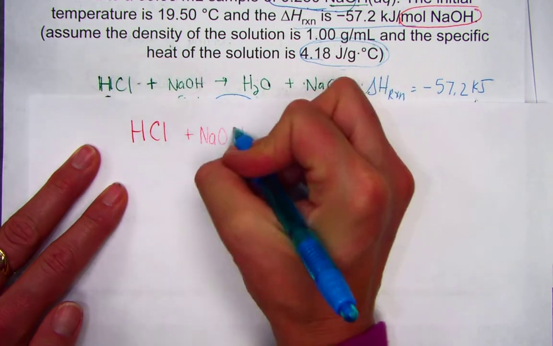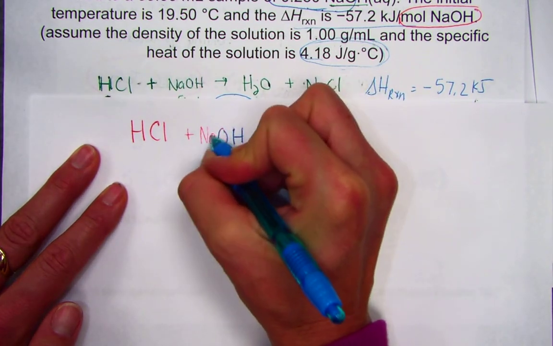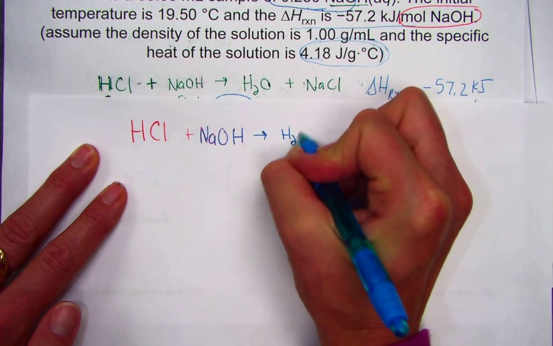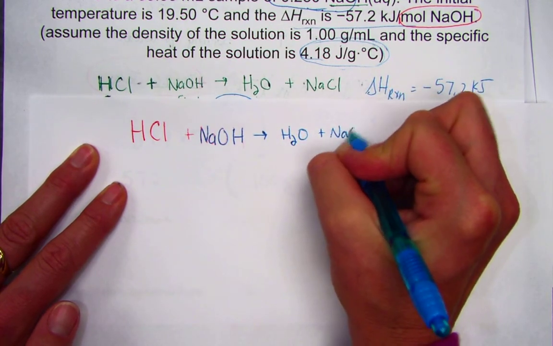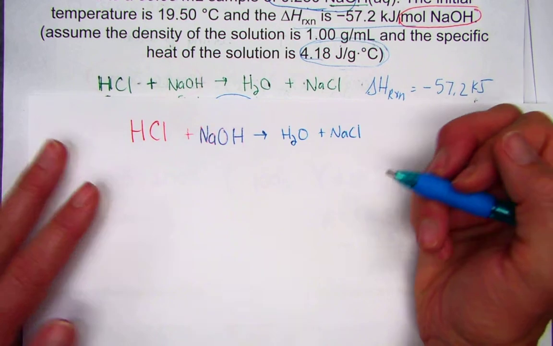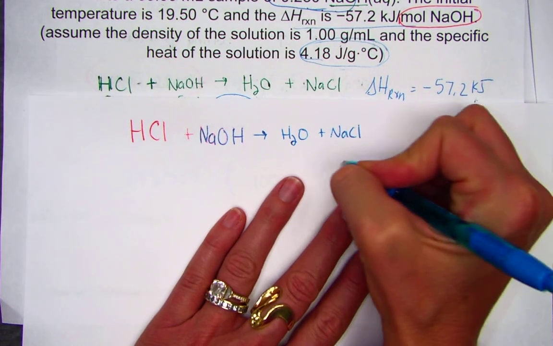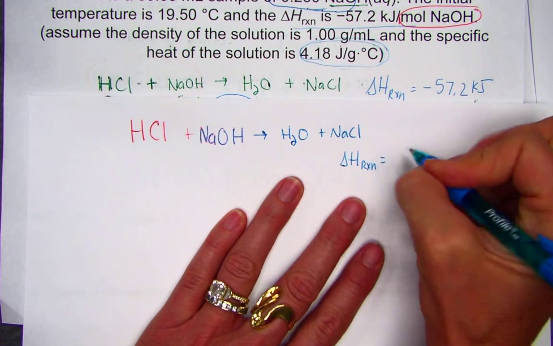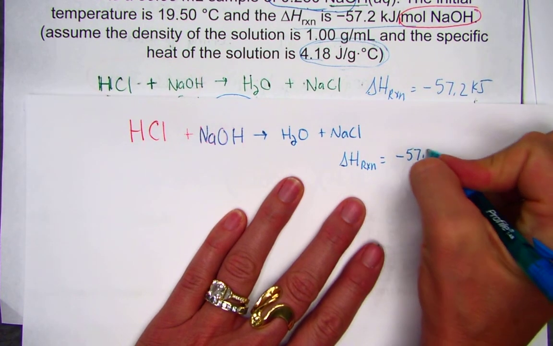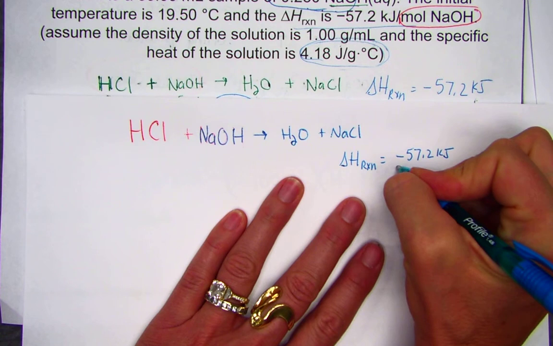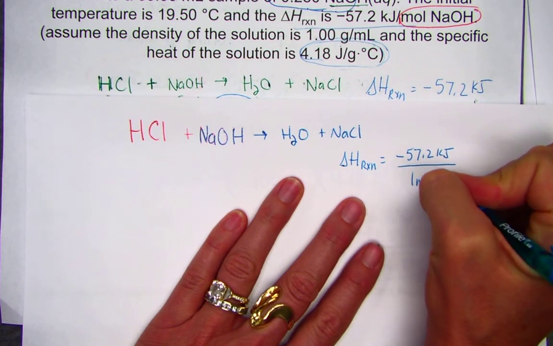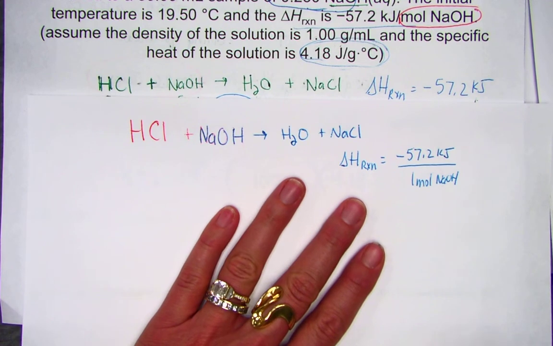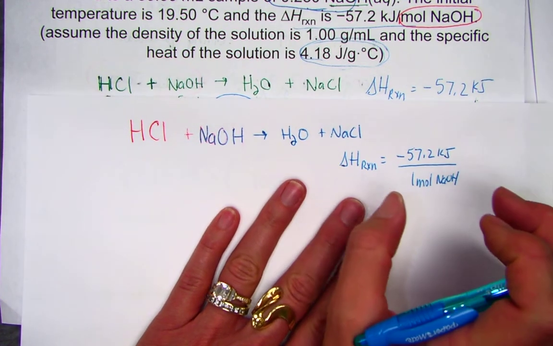HCl with NaOH, acid-base chemistry, will produce a water molecule and sodium chloride, NaCl. Important to note, the delta H for the reaction says, when this occurs, negative 57.2 kilojoules of heat are released for every 1 mole of sodium hydroxide that reacts. That's what the sentence is saying.